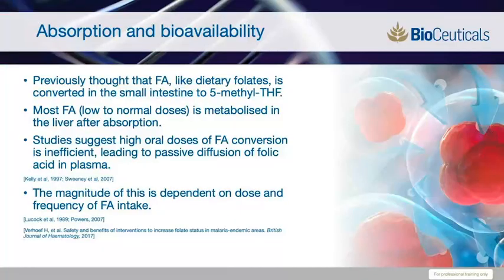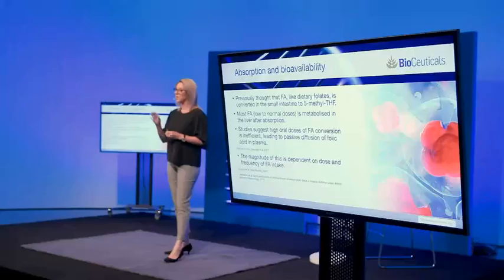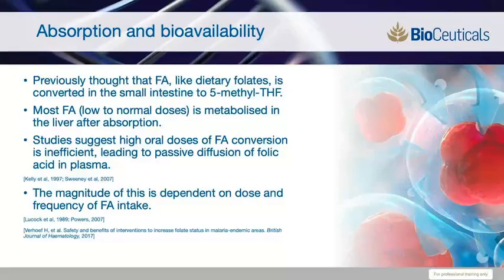It was previously thought that folic acid, like our food folates, like our dietary folates, were converted in the small intestine into 5-methyl tetrahydrofolate. However, we now know that most of it is metabolised in the liver. So it's not actually metabolised in the same way as our food folates. Studies suggest that high-dose oral folate conversion is inefficient. This is because there is a limited capacity in the liver to actually convert folic acid. The magnitude of this is dependent on the dose and the frequency of the folic acid intake.